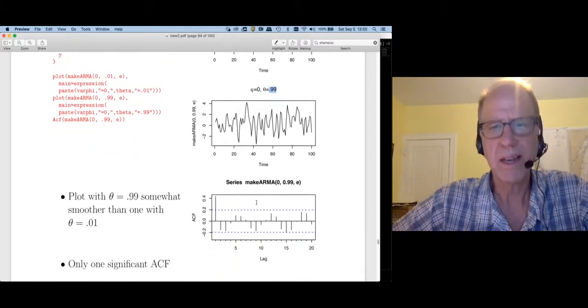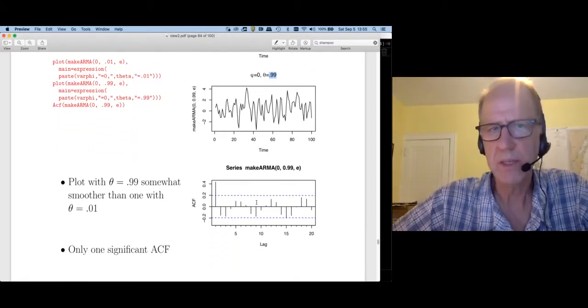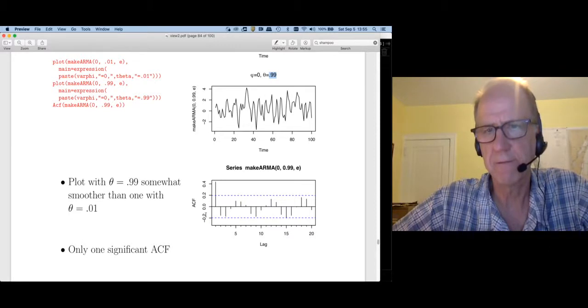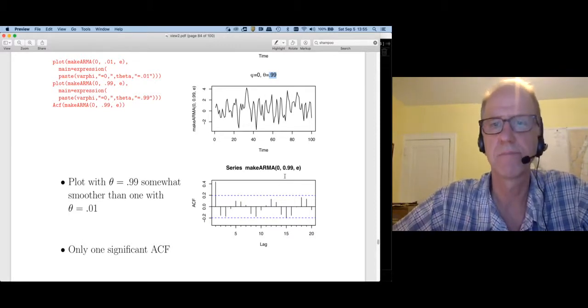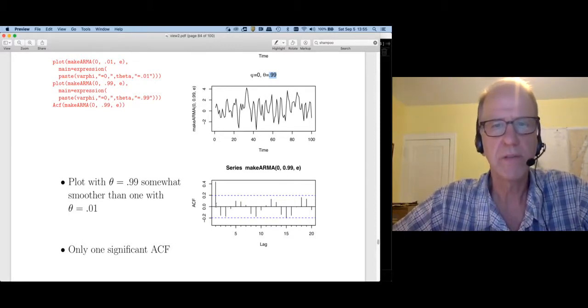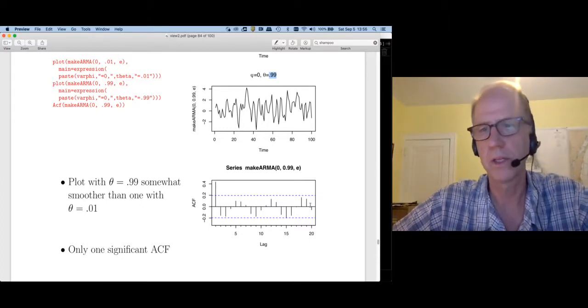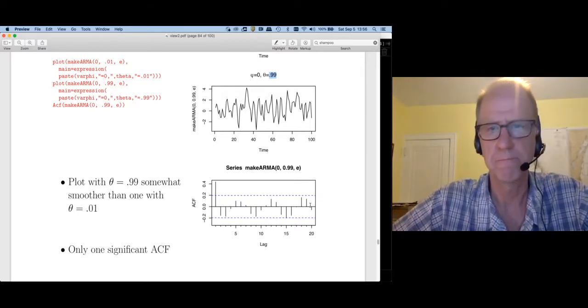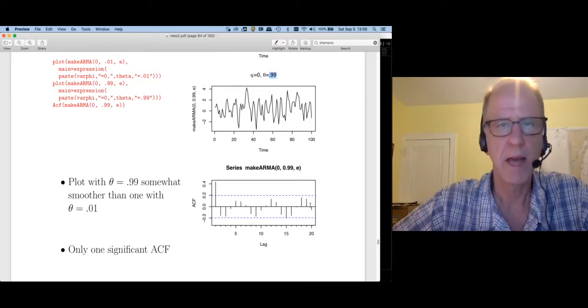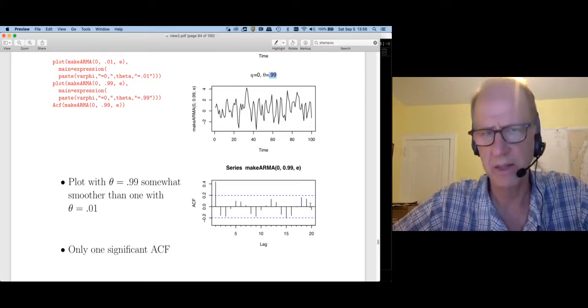Let's go look at our ACF. And so remember what I said. The ACF of an MA process should have one significant autocorrelation. And so that is exactly the case here. All my other autocorrelations are pretty close to 0. So that's a hint that you've got an MA1 process on your hands.